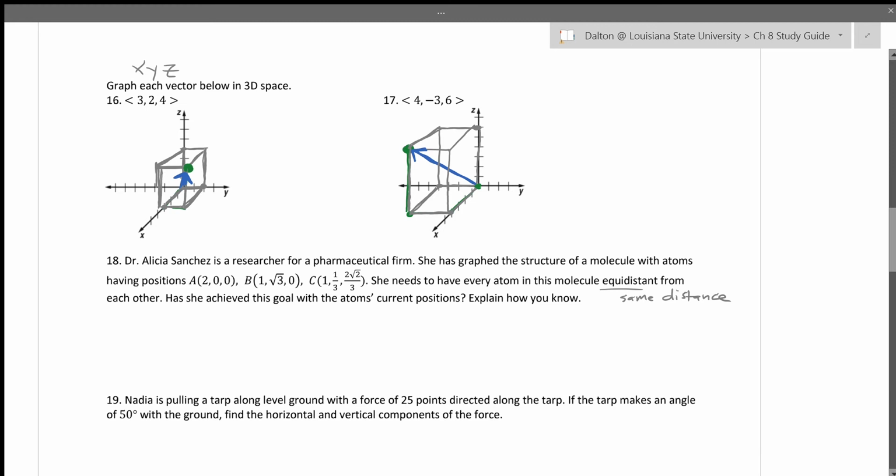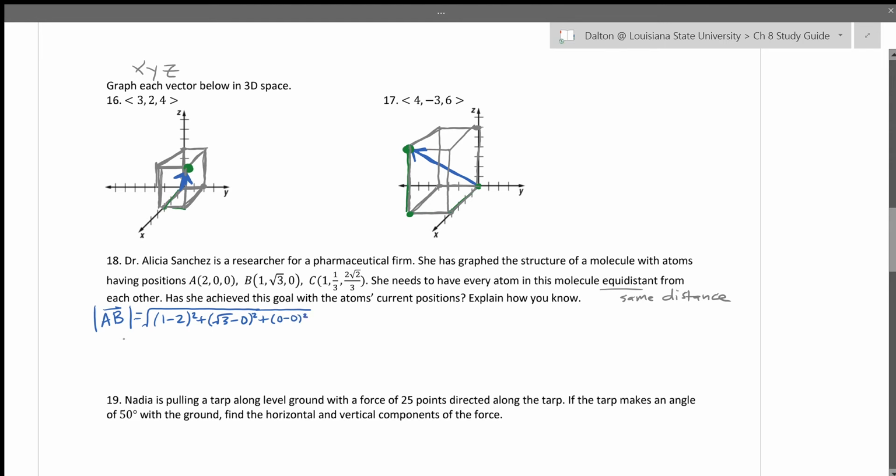So let me just do A and B. I like point A because it has some zeros in it, so it's going to make the calculations a little bit easier. So the magnitude of the vector created from A to B is going to be the square root of, now I don't have the vector components, so I'm going to do two steps in one. I'm going to subtract my x's, y's, and z's. So it's going to be x's with x's, so (1 minus 2) squared, plus (the square root of 3 minus 0) squared. You don't have to write that if you know that's not going to do anything. Plus (0 minus 0) squared. Same with this term, you don't even have to write it.